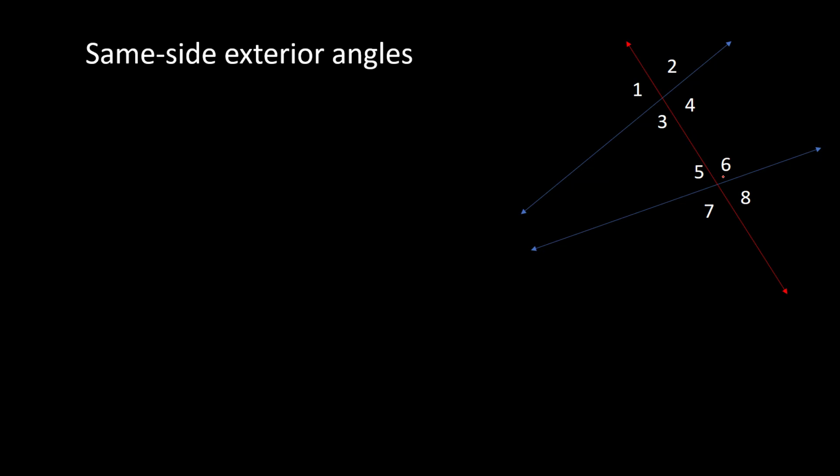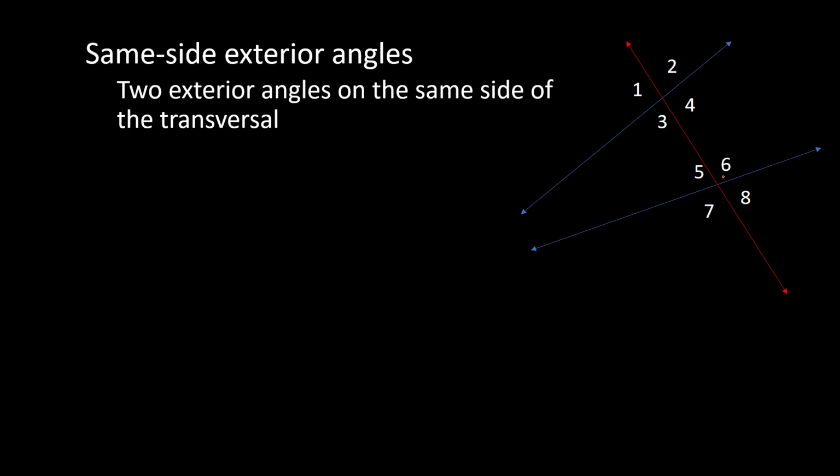Next we have same side exterior angles. These by definition are two exterior angles on the same side of the transversal. So the exterior angles are 1, 2, 7, and 8. Those are on the outside of the two blue lines. Now to be same side exterior, they need to be both on the same side of that transversal. So looking at angle 1, on the same side of the transversal would be angle 7. So 1 and 7 would be considered same side exterior angles.